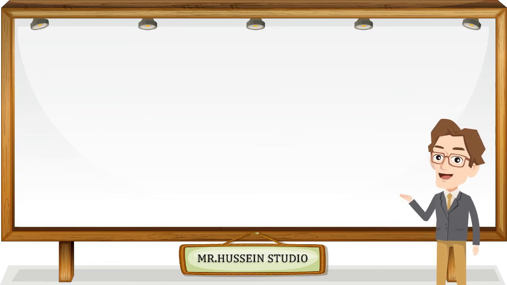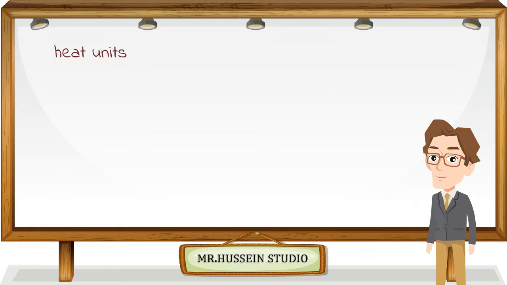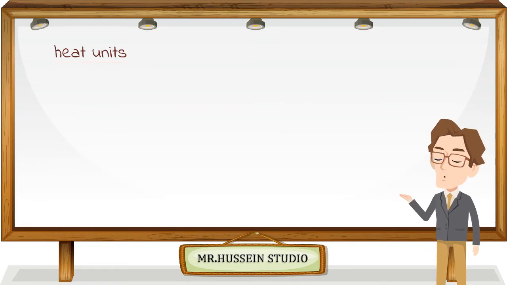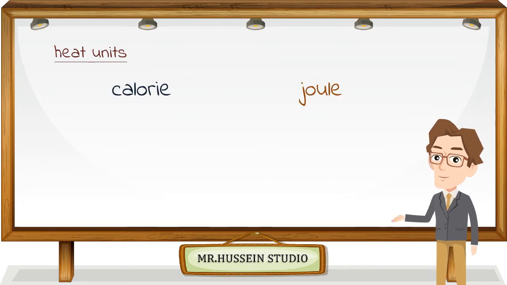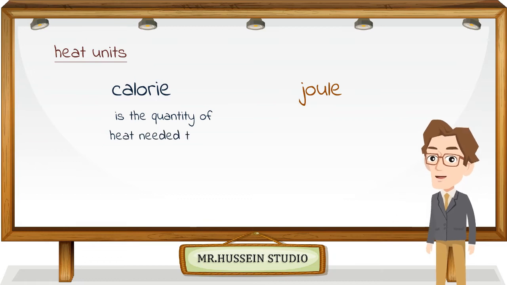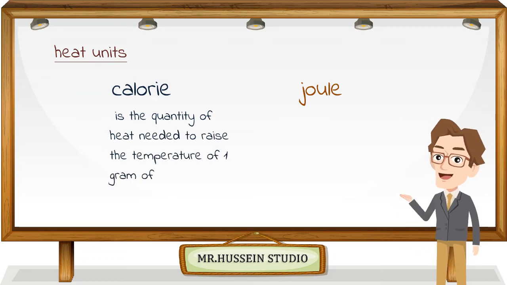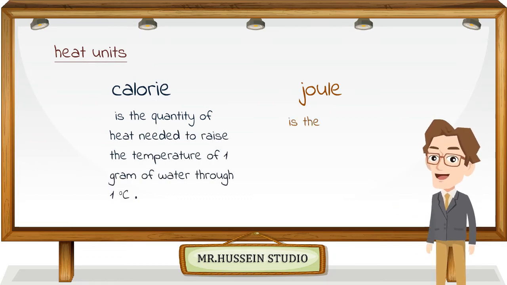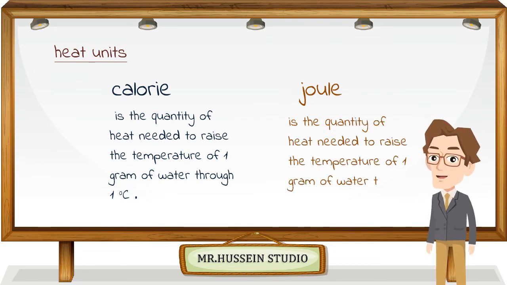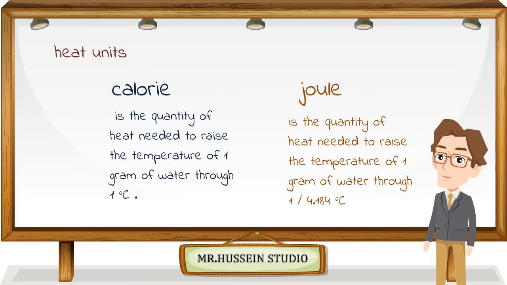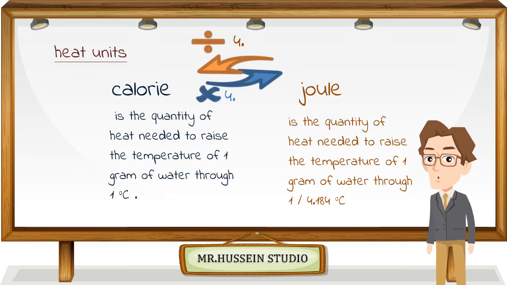Now let's talk about units of measuring the heat quantity lost or gained by the system. There are two main units for heat quantity: calorie and joule. A calorie is the quantity of heat needed to raise the temperature of 1 gram of water through 1 degree Celsius. A joule is the quantity of heat needed to raise the temperature of 1 gram of water through 1/4.184 degrees Celsius. So to convert from joule to calorie, divide the joule value by 4.184, and vice versa.